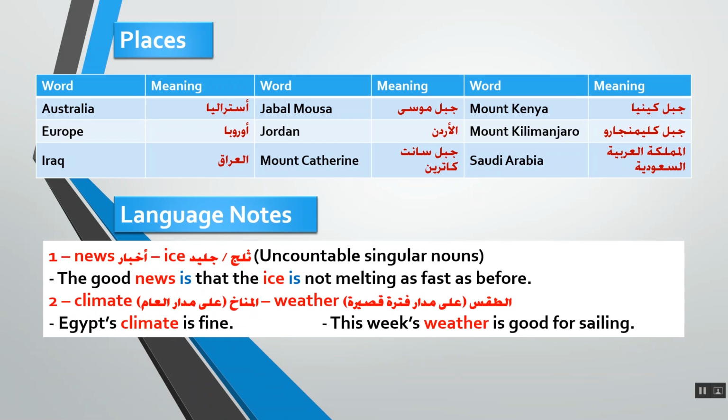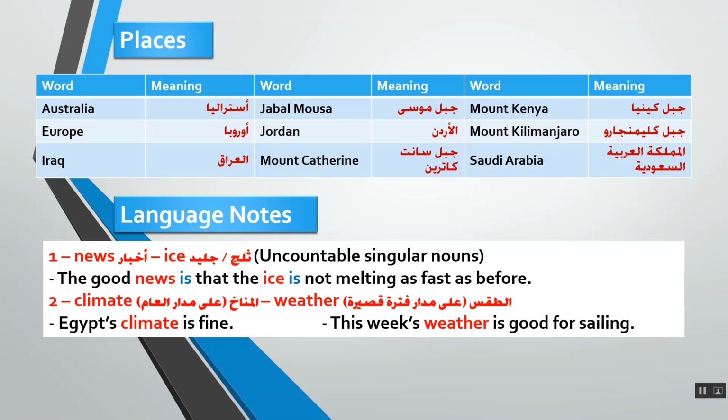Some language notes. Here we have the word news and the word ice. They are uncountable singular nouns. For example, the good news is that the ice is not melting as fast as before.